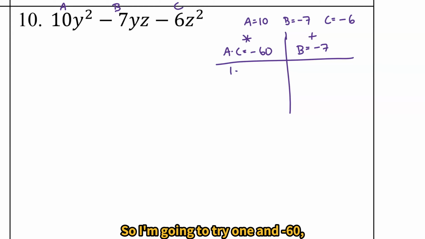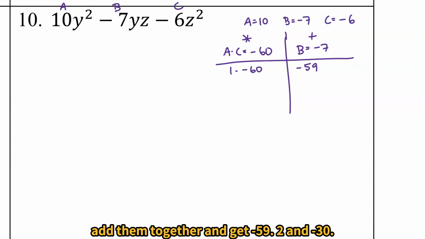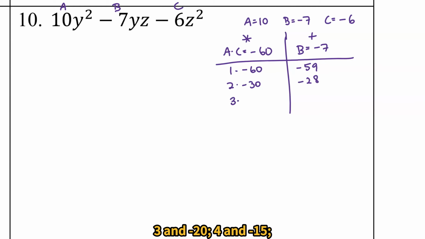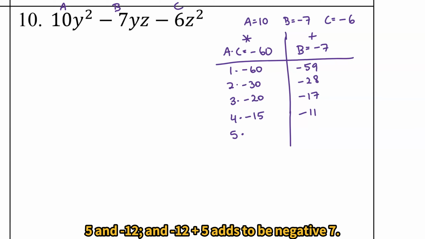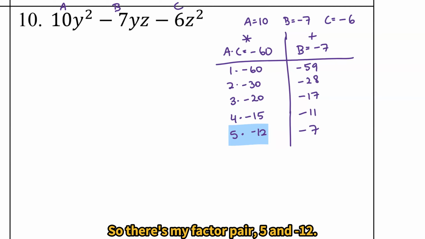So I'm going to try 1 and -60, add them together, and get -59, 2 and -30, 3 and -20, 4 and -15, 5 and -12, and -12 plus 5 adds to be -7, so there's my factor pair, 5 and -12.